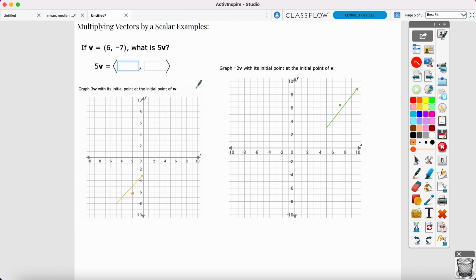Okay, the last thing is multiplying vectors by a scalar, which is also pretty easy. We have the component form of the vector, and so this is just saying we need 5 times that vector. So we multiply each component by 5. 5 times 6 is 30. And negative 7 times 5 is negative 35.